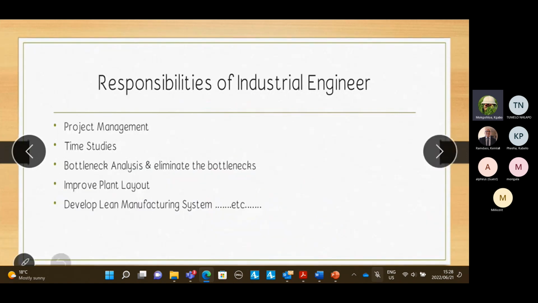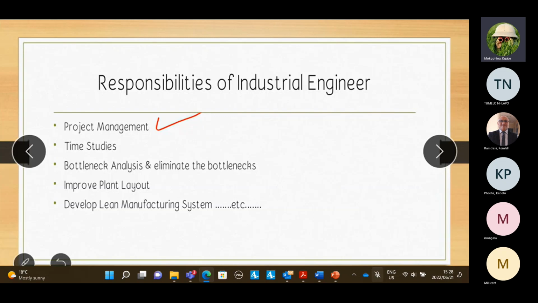The responsibility of an industrial engineer is project management. The major responsibility is project management, because if we are doing any improvement or any change in any process, we should work on it as a project. If we do not treat it as a project, then we cannot do it properly. So he has to manage the project, time-bound it, and set a goal for it, like what we should do, and the goal should be SMART. The next responsibility is time studies.